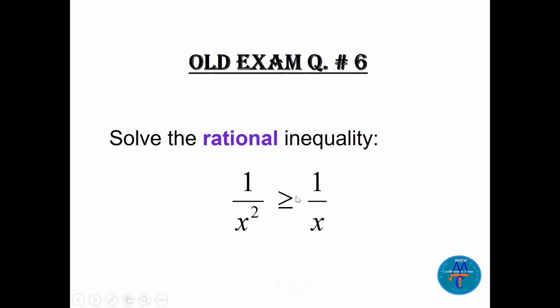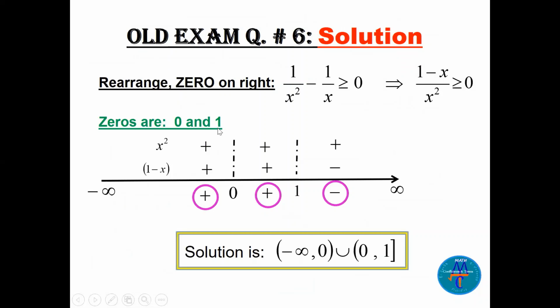Just bring it on one side here. Bring it on one side, greater than 0. And then rearrange it and combine on the left side here. Combine this: 1 over x squared minus 1 over x. So multiply here x and x, so it becomes 1 minus x over x squared, greater than 0. Do not multiply on both sides, but you can combine on one side.